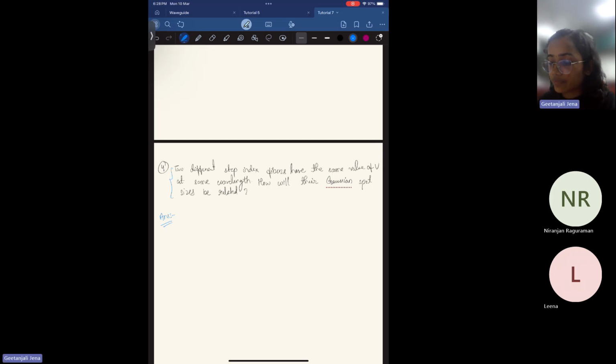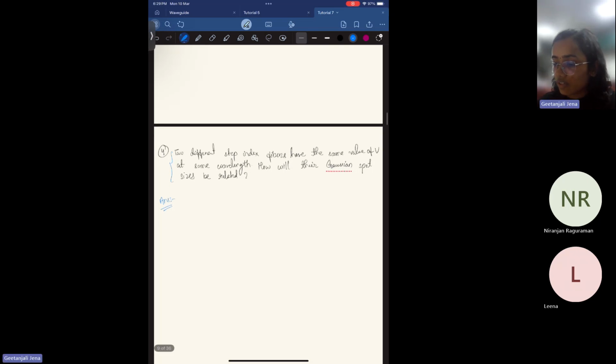So we have two different step index fibers which have the same value of V at some wavelength. How will their Gaussian spot sizes be related? If you recall, the Gaussian spot size is nothing but W, and there is one formula for this.